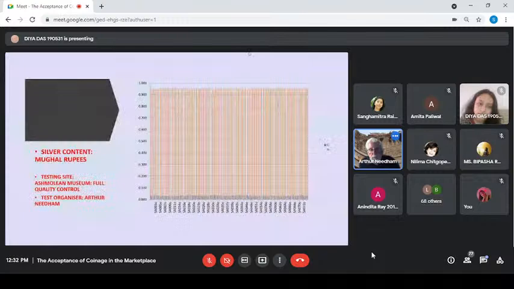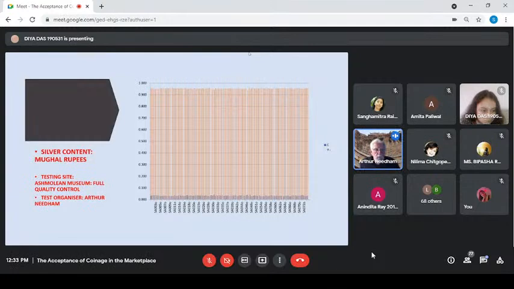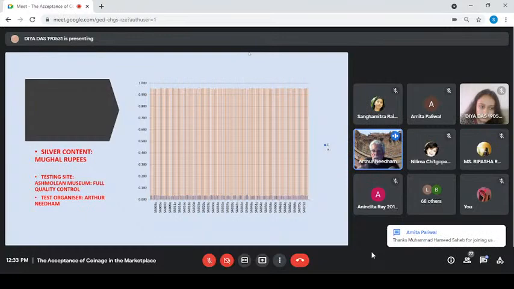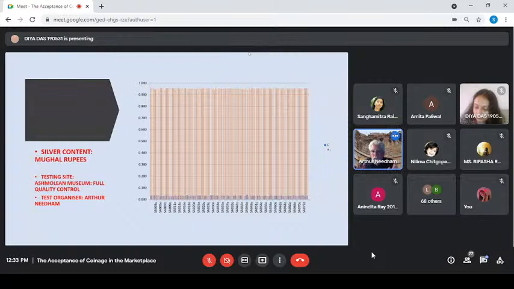Now, here are some tests that I organized at the Ashmolean Museum with XRF, noting under full quality control methods. You never use a methodology of testing unless it's under full quality control and you know how to use the equipment. And people still decry XRF because they think you can just get one of the little modern XRF guns and point it, and what happens is it doesn't work. If you use it correctly and you attribute your coins correctly, it works.